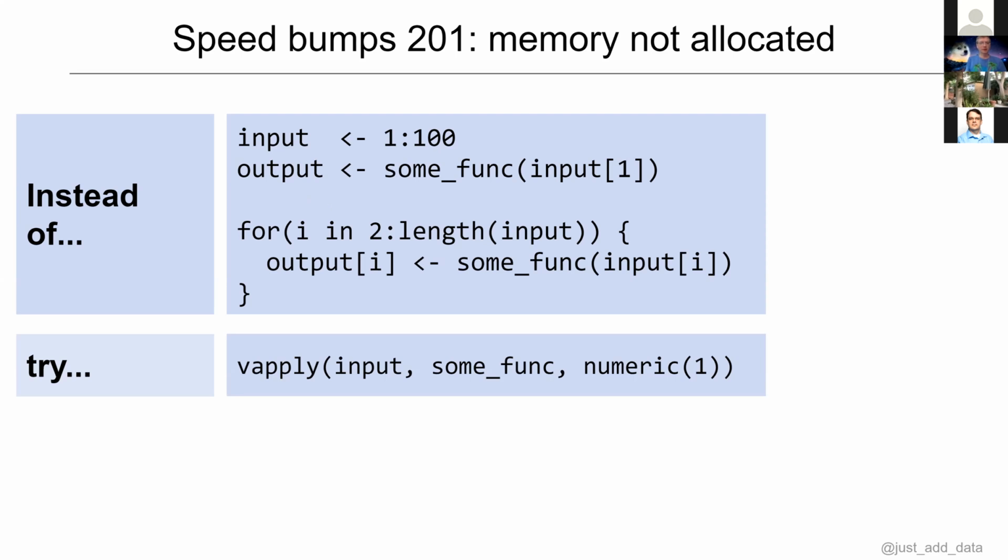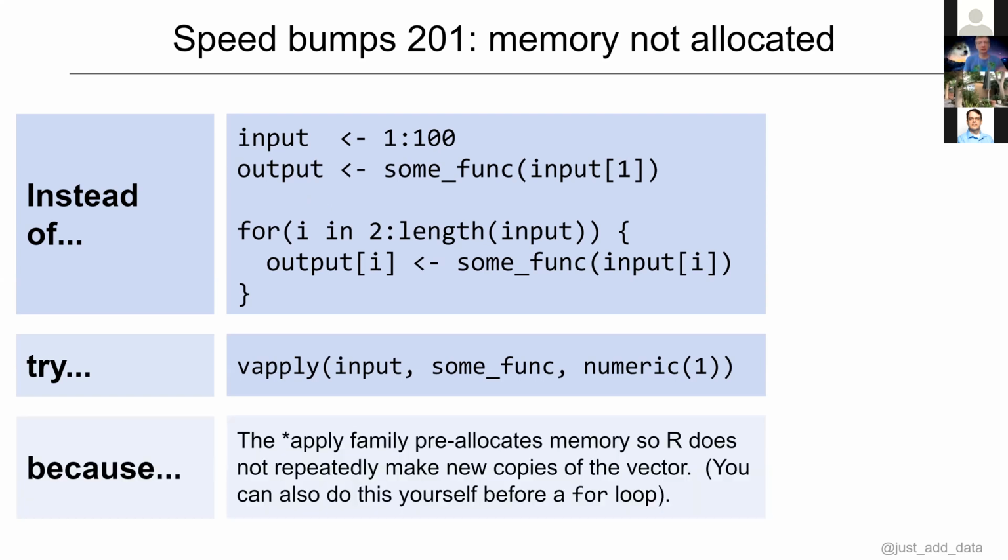There are a whole series of ways you can do this better. You can either pre-allocate your vector before entering the for loop. That's totally valid. You can use members of the apply family, which pre-allocate memory, so R doesn't repeatedly make new copies of the vector.